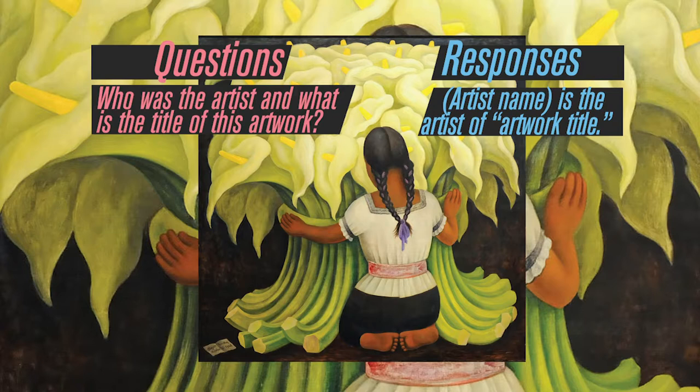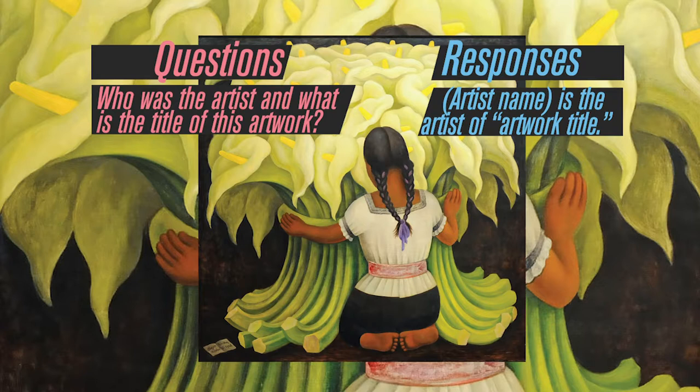So you're going to go ahead and copy this question on the left-hand side of your paper: Who was the artist and title of this artwork? The way you can respond to that question is on the right-hand side here. It says in parentheses, the artist's name. So you go ahead and plug in the artist's name there.